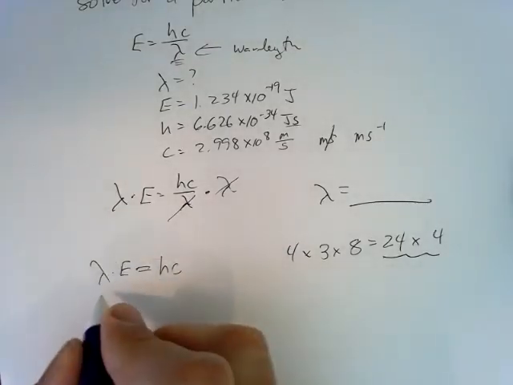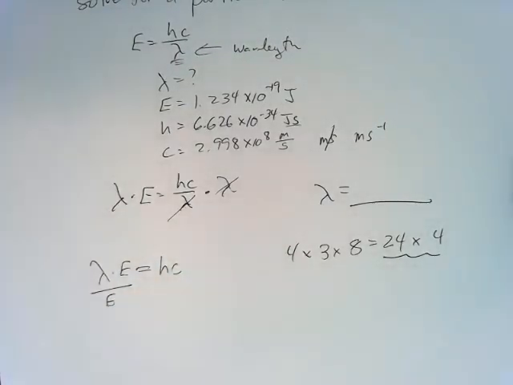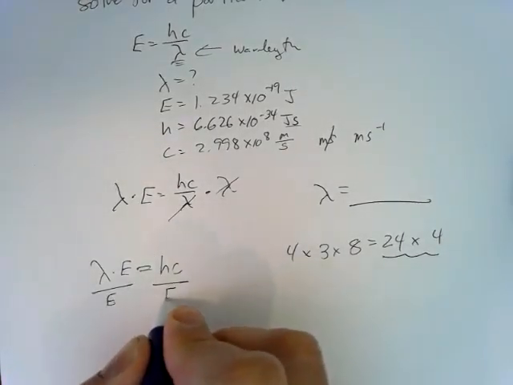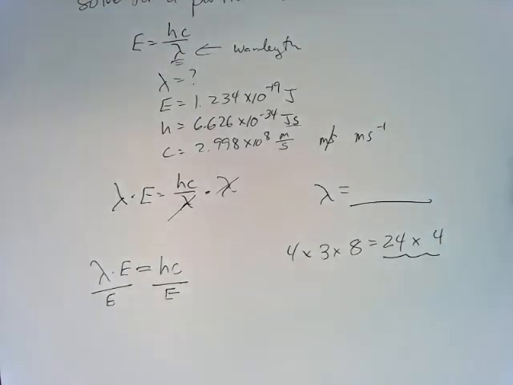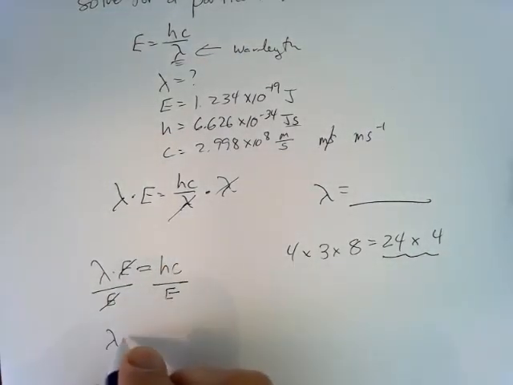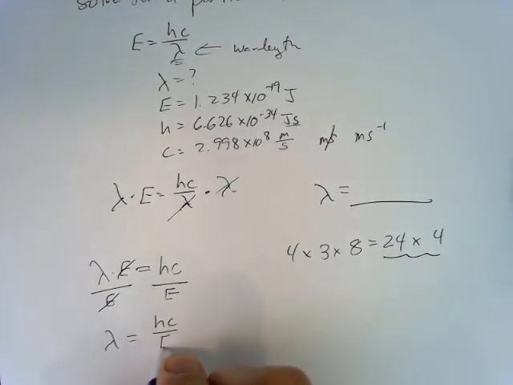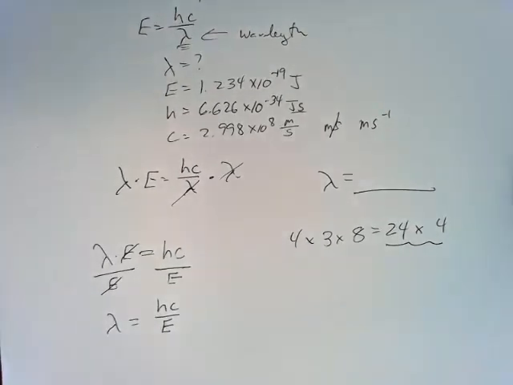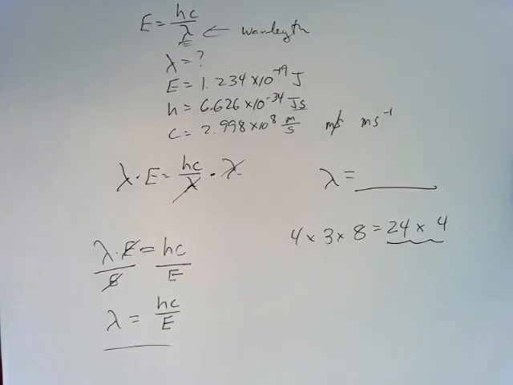So we need to get rid of the energy somehow. Well, in this case, we're going to divide by E. But if we divide one side of the equation by E, we have to divide the other side of the equation by E. The energy would cancel, and we'd have lambda is equal to hc over E. And now we know that we've isolated the thing that we're solving for, and we could go ahead and put numbers in.